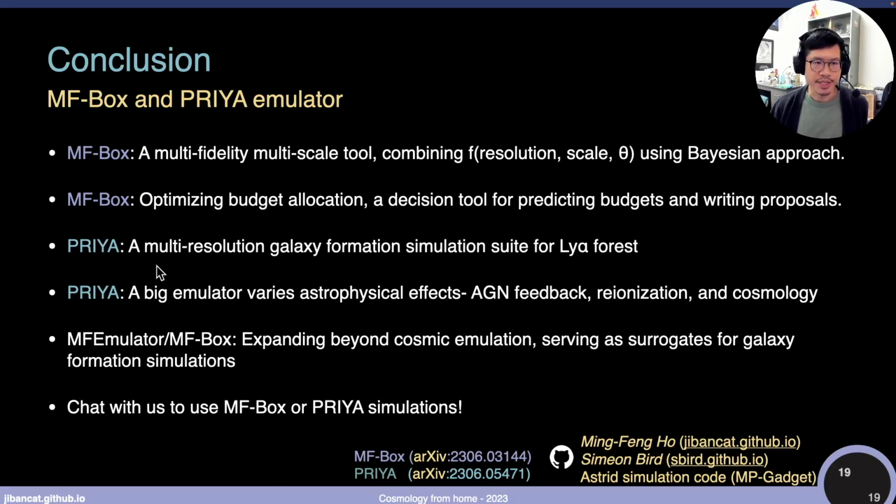We also present PRIYA as a multi-resolution galaxy formation simulation suite, primarily for Lyman-alpha studies. We also built a large-volume emulator with various cosmological effects, including Gaussian reionization, inhomogeneous reionization, and also various cosmologies. All we present here shows that the multi-fidelity and MFBox method can go beyond just being a cosmic emulator. It can serve as a surrogate for galaxy formation simulations. Variations from the subgrids also include those.